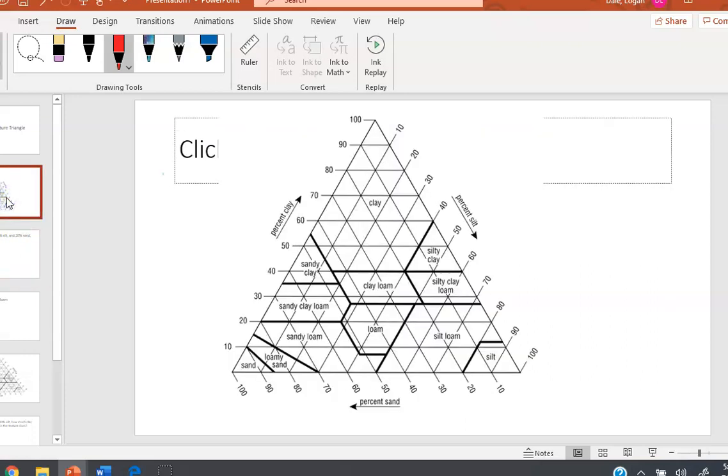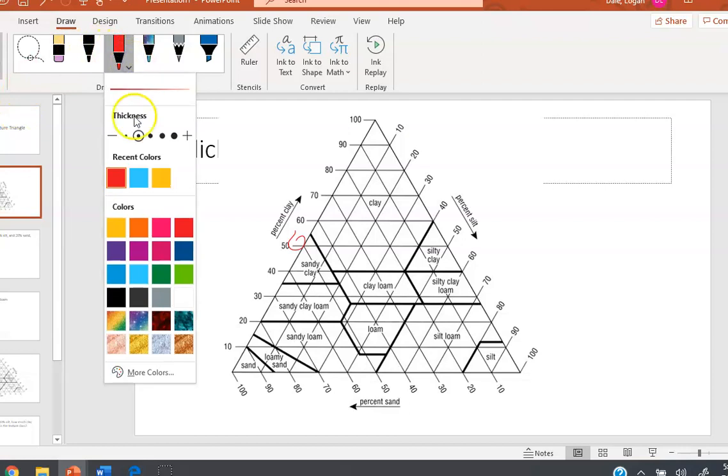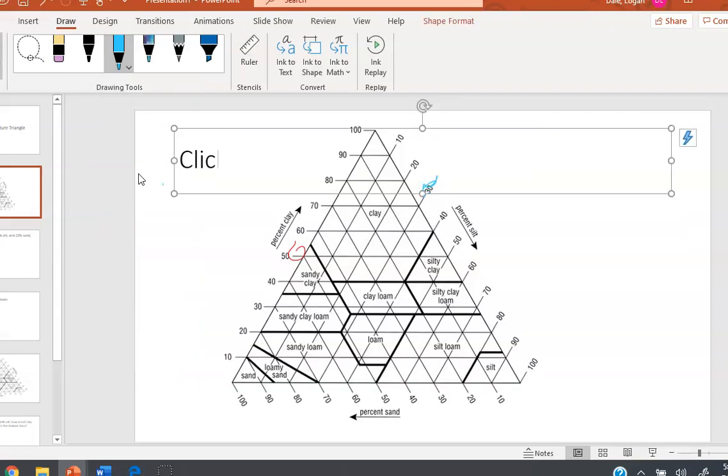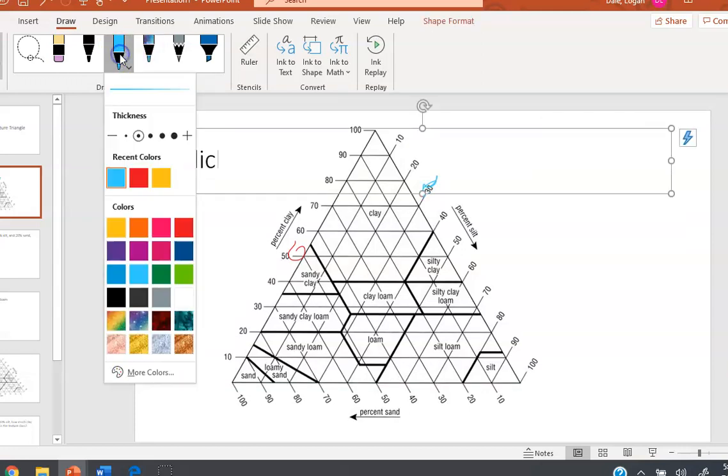I like to do mine like this. I like to use a red for 50% clay. Make a dot at each of the sides. Then I use another color. All right, we have 30% silt. And then finally, sand, we have 20% sand.